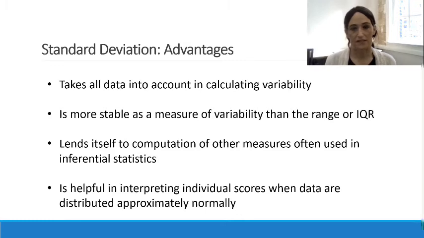So some advantages: it takes all data into account in calculating variability. Don't forget we calculated deviant scores from each observation from the mean, and those were included in the calculation. It's more stable as a measure of variability than the range or interquartile range, and it lends itself to computations of other measures that were often used in inferential statistics, which we're going to talk about next week. It's helpful in interpreting individual scores when data are distributed approximately normally, as I just described earlier, where most values are going to fall within 1 standard deviation. Almost all will fall within 3 standard deviations from the mean.